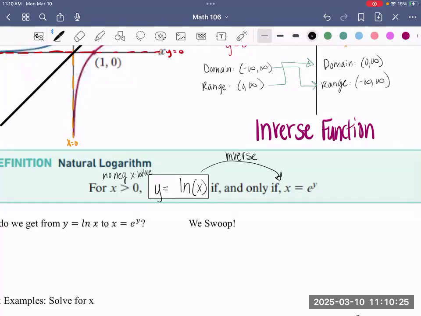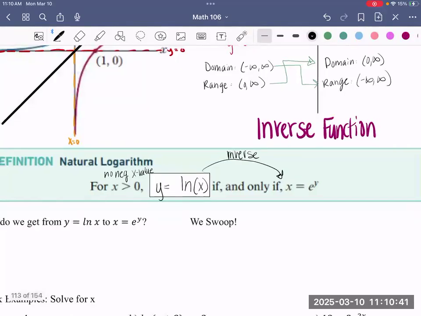So there are a few different methods. The first one I'm going to use is the swoop method. And then once we learn one of your properties, I'll show you the other method. This is the one that I kind of prefer to use, but the first thing that we're going to do is learn just how to swoop and go from one form to another.